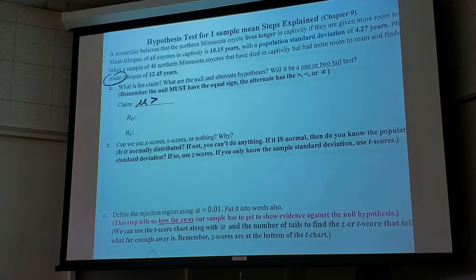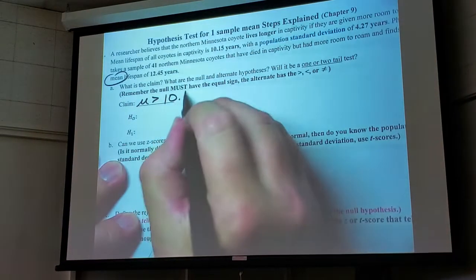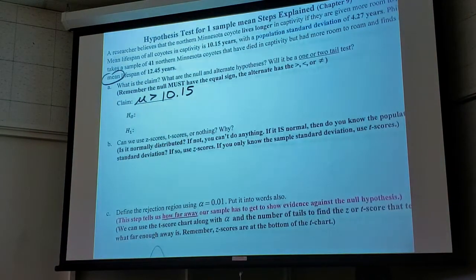So all coyotes, we already know, in captivity, live 10.15 years, and we think the ones that have more room will live longer. That, on some levels, makes sense. We don't know if it's true. We just feel that way. So we think that the mean of those who have more room is going to be bigger than the number of years for all of the ones in captivity.